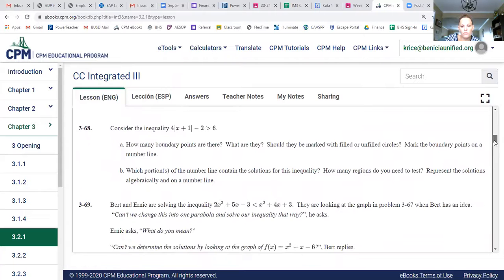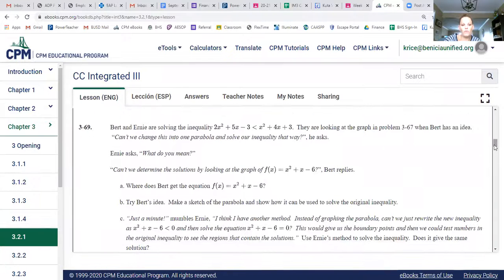So for 3-69, it says Bert and Ernie are solving the inequality 2x squared plus 5x minus 3 is less than x squared plus 4x plus 3. They're looking at the graph in problem 67. So that's the one that was on that resource page.